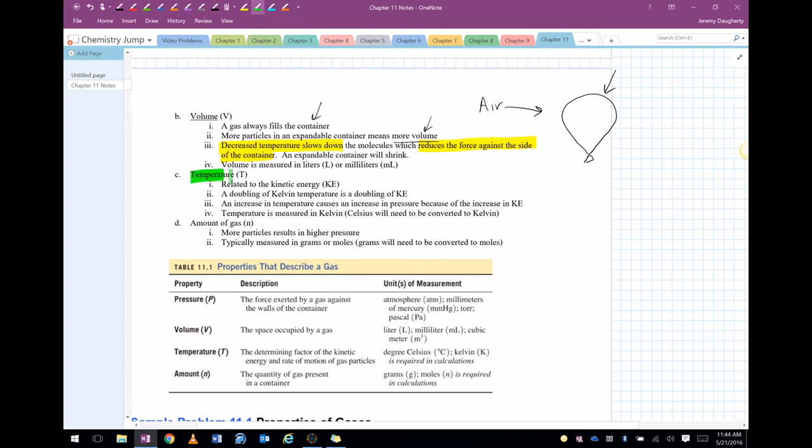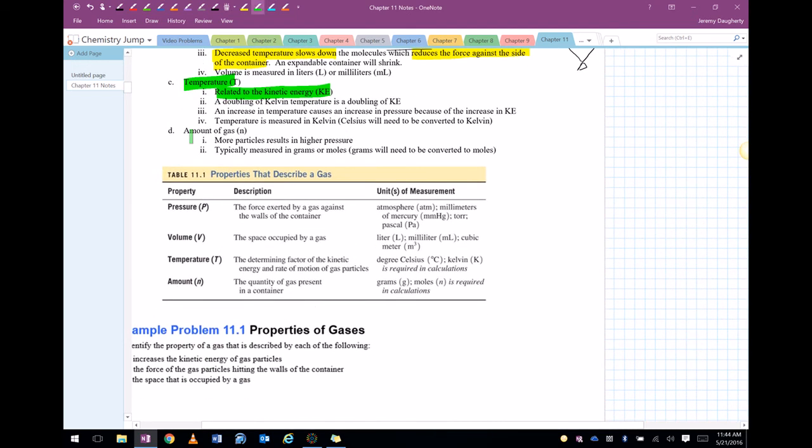Temperature is a biggie. It's related to the kinetic energy, the average kinetic energy. You can read some of those other ones yourself. And then the amount of gas is how we often describe it as well. The amount of gas is in moles.